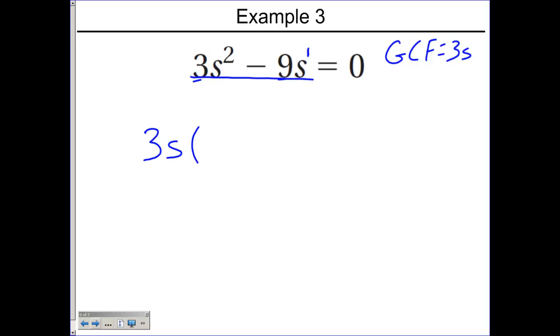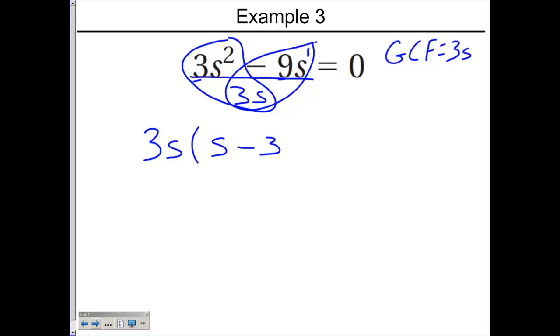If I divide this whole thing by 3s, the first one, 3s squared divided by 3s leaves you with just s to the first. And divide the second one out. Negative 9s over 3s is going to give you a negative 3. Close your parentheses. Still equal to 0. So that was my product before I multiplied it out.